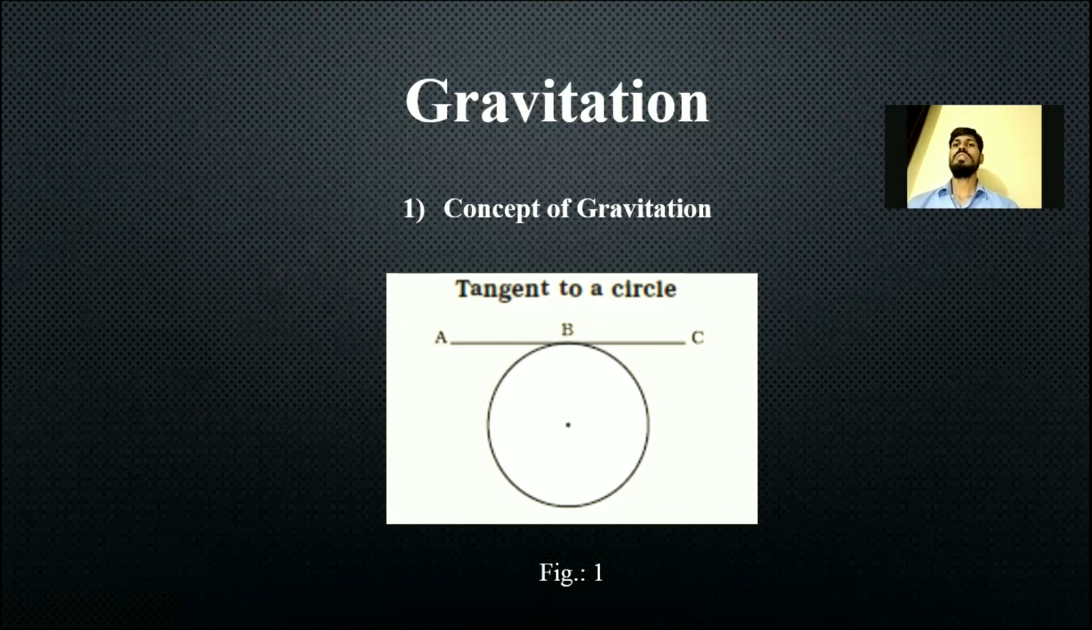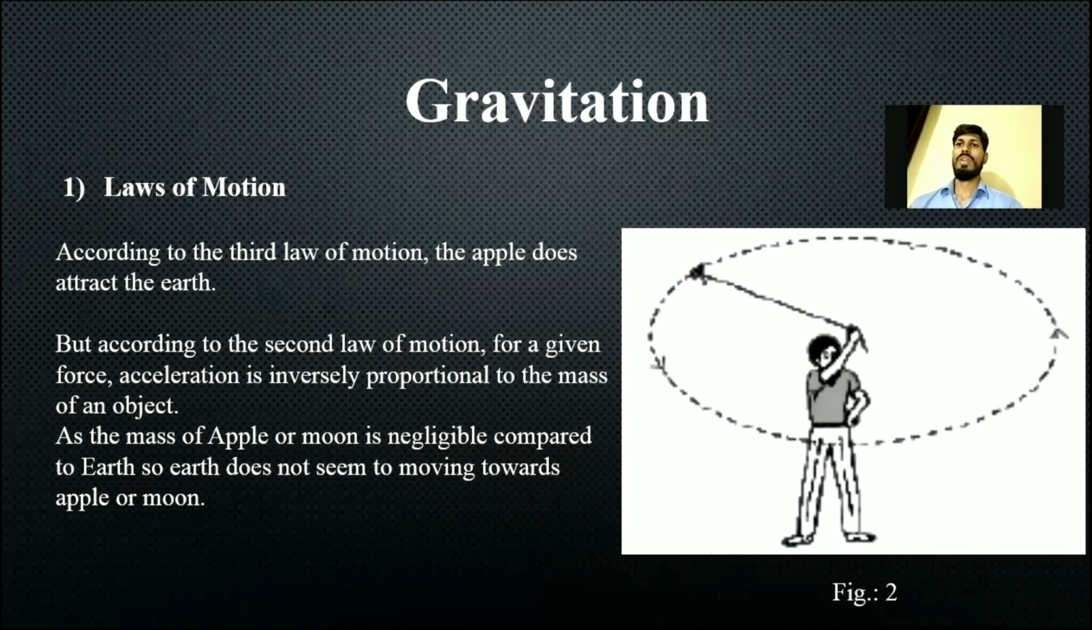Before starting the discussion about the moon revolving around the earth, it is important to know the concept of tangent. A tangent is a straight line which touches a circle at a single point. Here it is shown in figure 1. Line AC is a straight line touching the circle at point B, and line AC is called the tangent. Now let us see the concept. Like the moon, consider a stone tied to a string and revolve it, as shown in figure 2. We will be able to discuss gravitation.